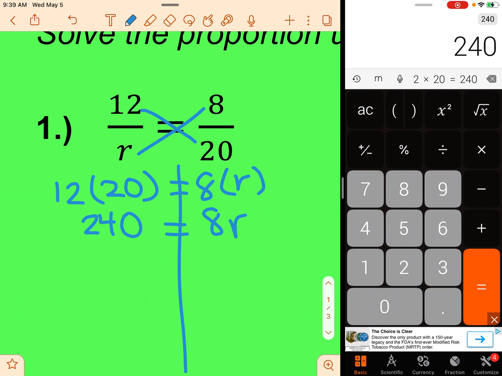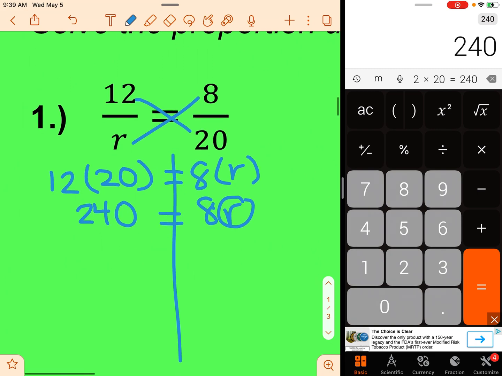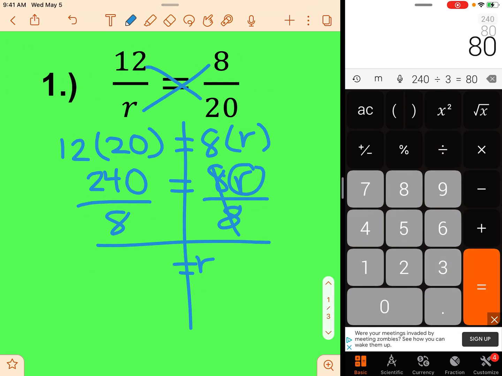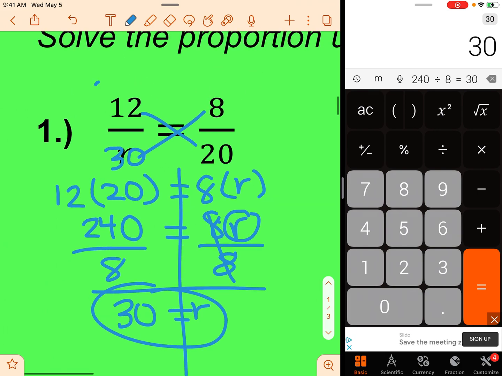Remember we want r all by itself, so we are going to circle r. This is like 8 times r. The opposite of times is divide, so we're going to divide both sides by 8 to get it out of that side. Our 8's cancel and we're just left with r. 240 divided by 8 gives you 30. And that is your answer. If you wanted to plug it in and check your work, you sure could. 12 times 20 is 240. 30 times 8 is also 240. So we did it correctly.